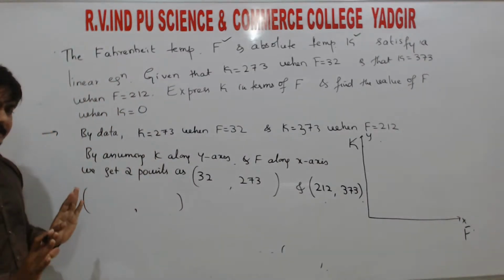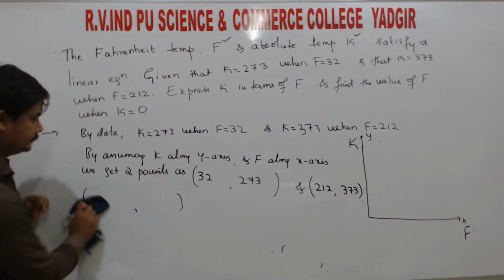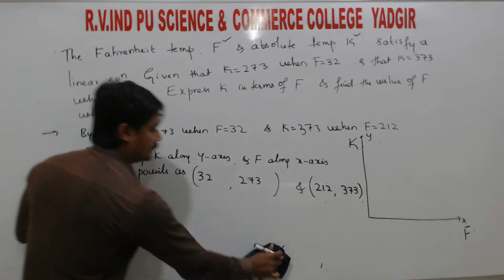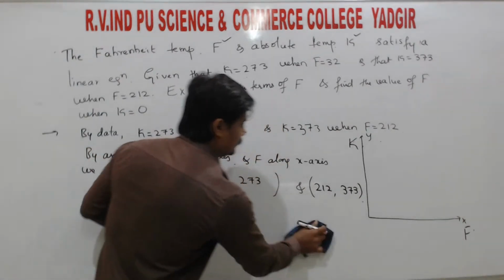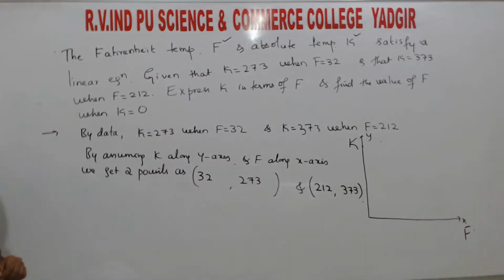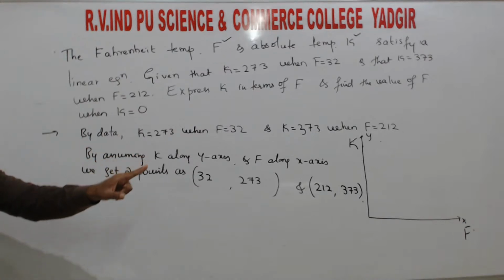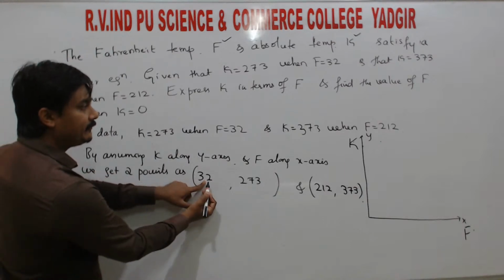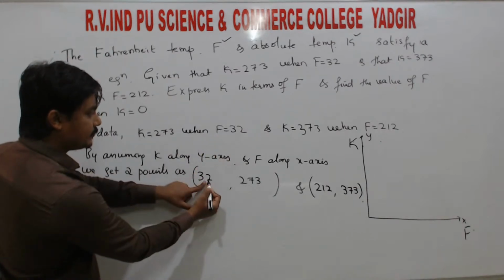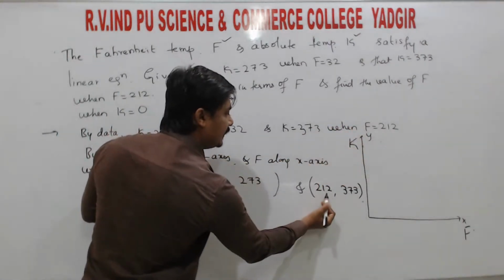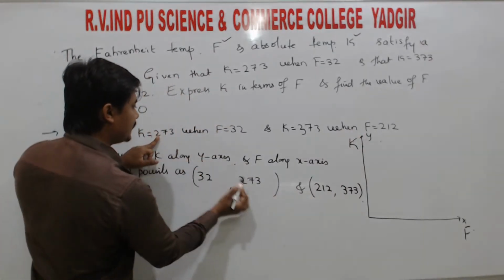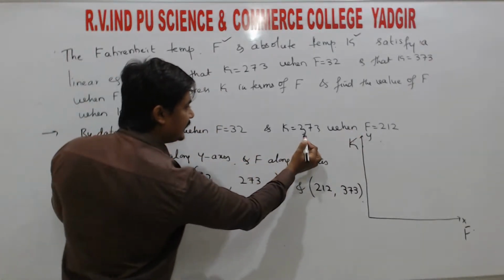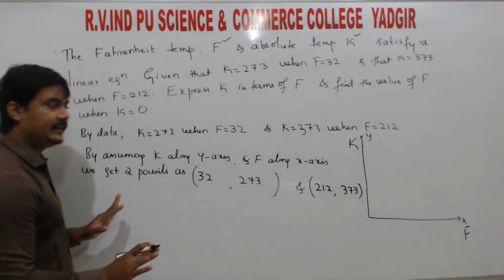Is that clear, children? Right. So along x-axis, f information is there, so the x coordinate will be f data. For f data, the first point has 32 and the second point has 212. For k information, the first point has 273 and the second point has 373.